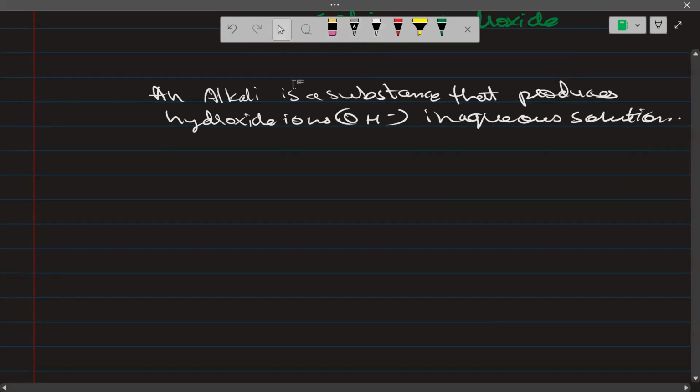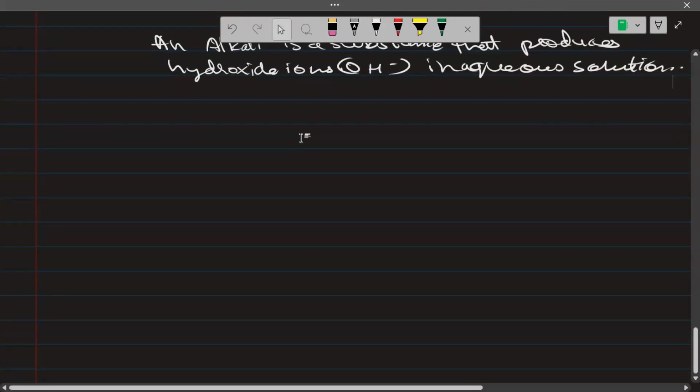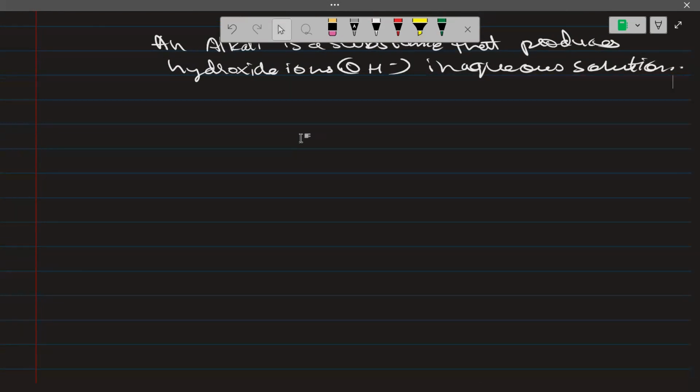So let's do an example: when ammonia gas dissolves in water, what happens? Ammonium ions and hydroxide ions are formed. Ammonia is a base, ammonia gas. So what happens when it dissolves in water? What are produced?